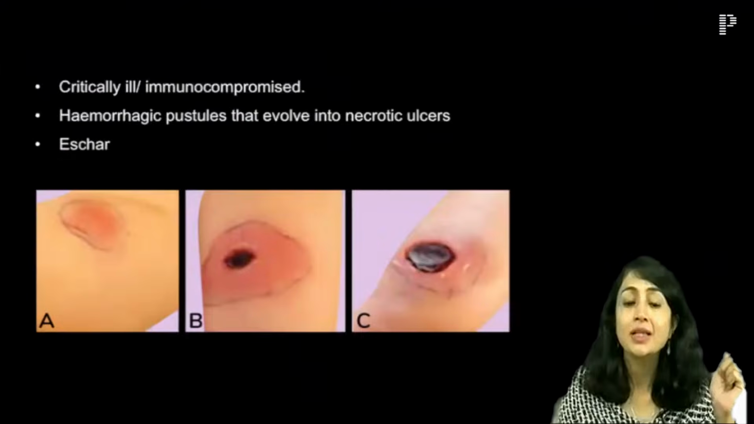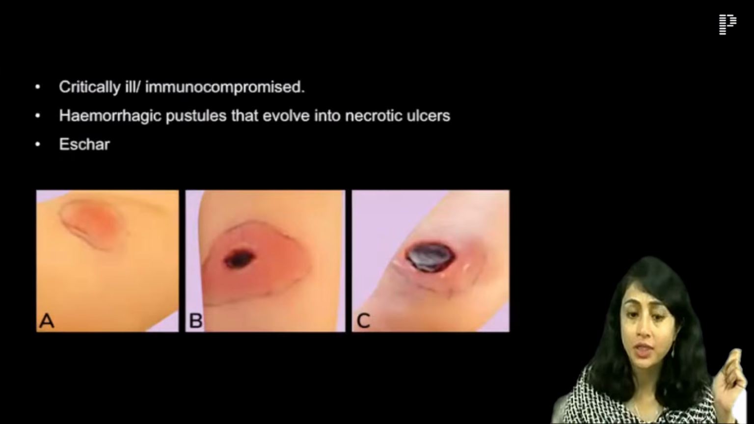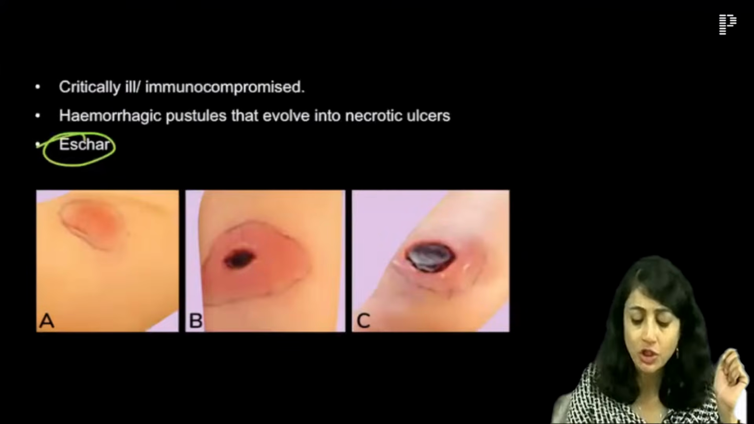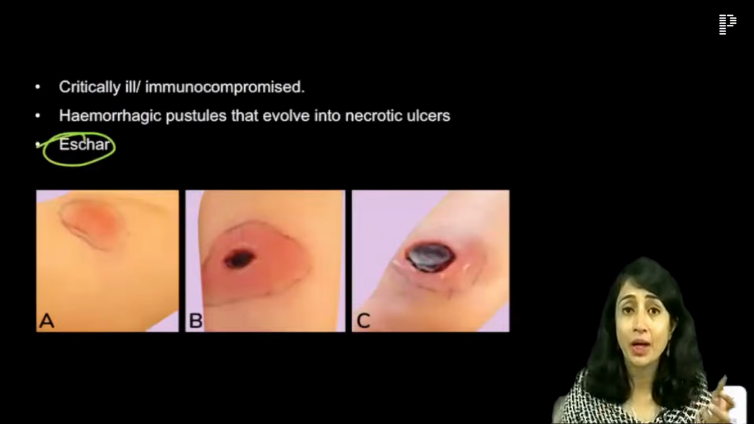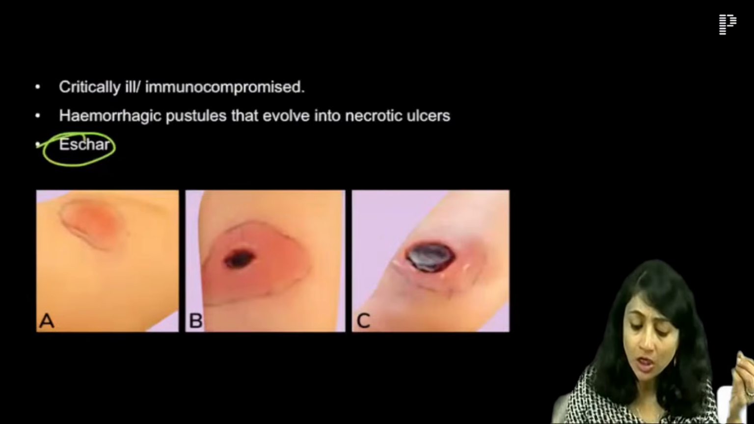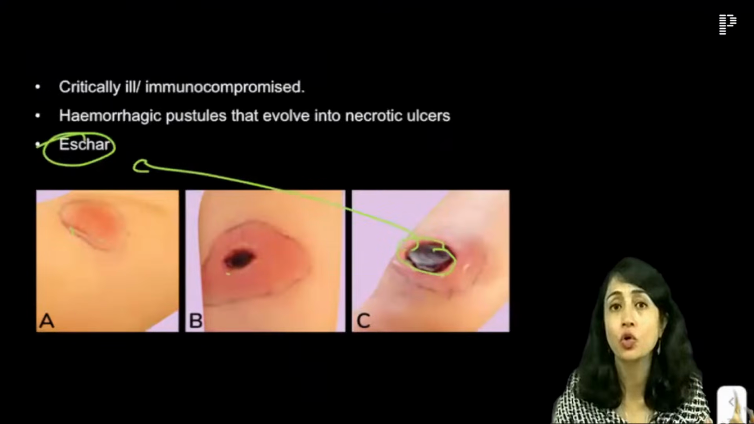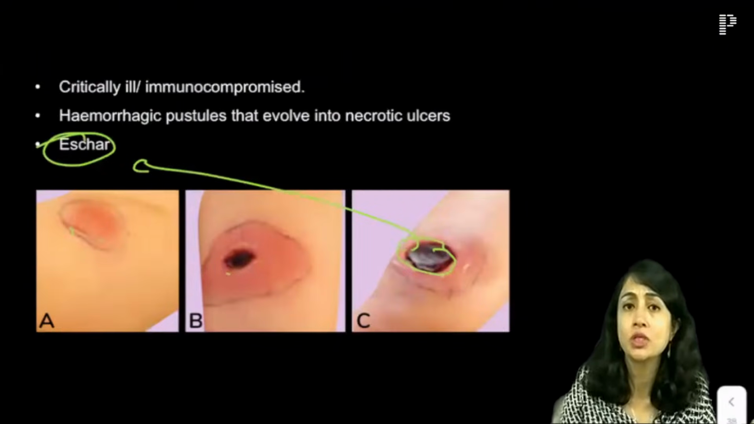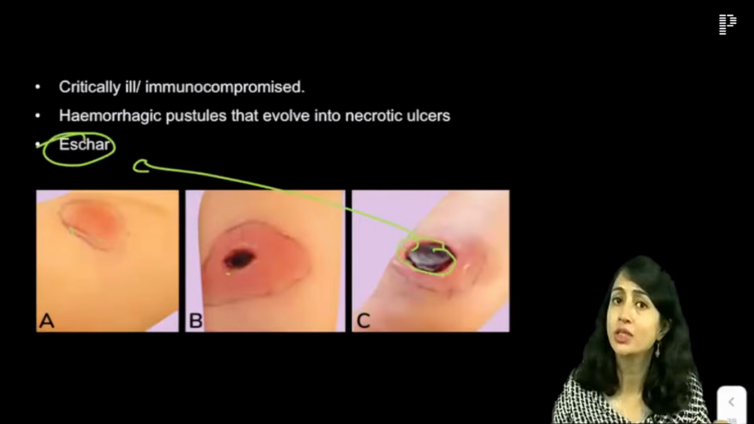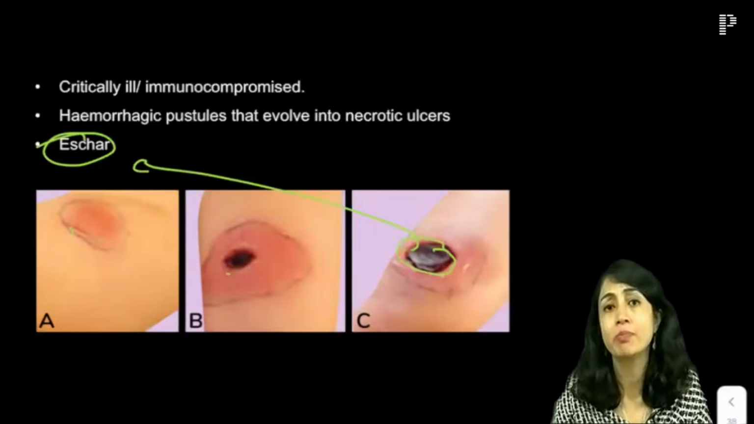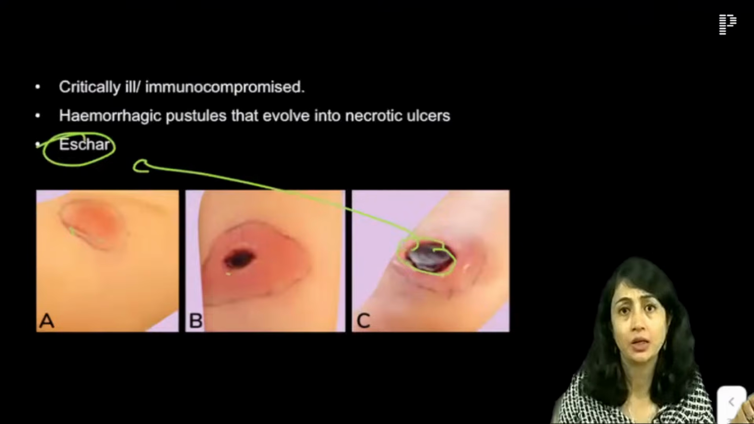Then what else does Pseudomonas cause? Pseudomonas can cause eschar formation. Now, Pseudomonas is a bad bacteria to infect our skin. So, typically in immunocompromised individuals, it would start with hemorrhagic pustules and form this eschar, which is nothing but a necrotic crust, a deep necrotic, painful crust that you see in immunocompromised patients. You have to think of Pseudomonas infection. So, eschar is typical of Pseudomonas infection.